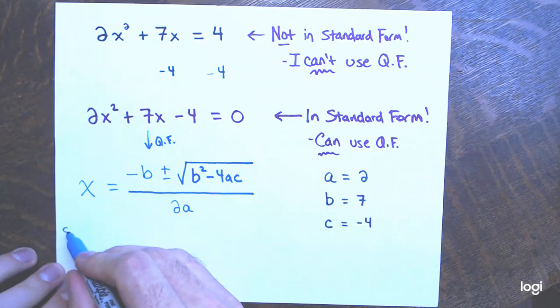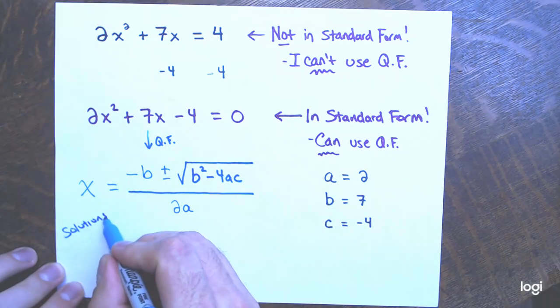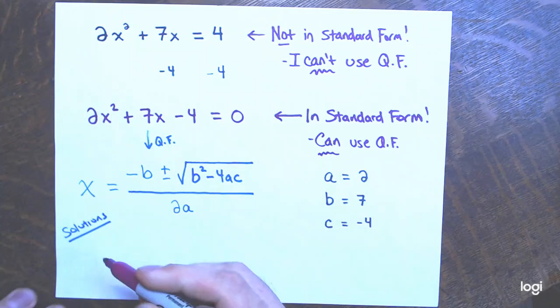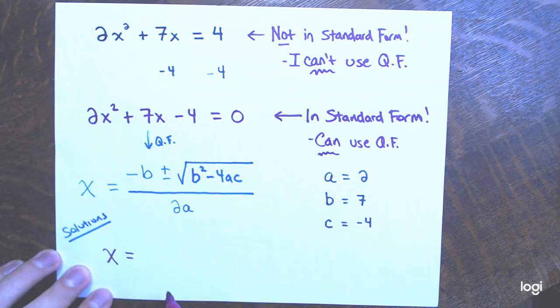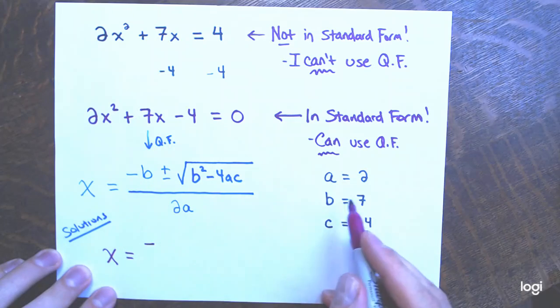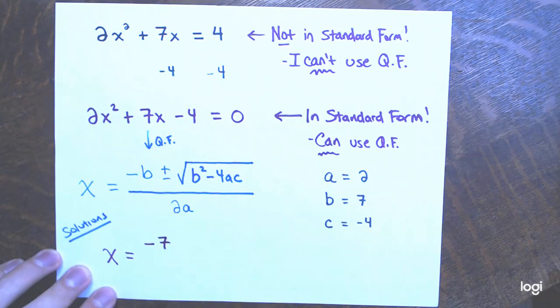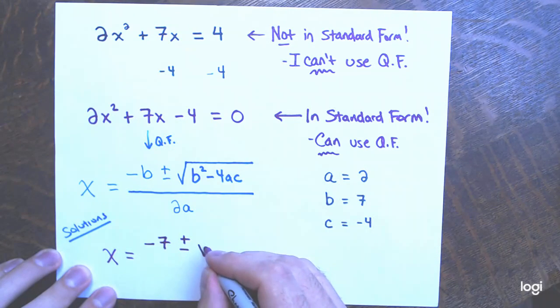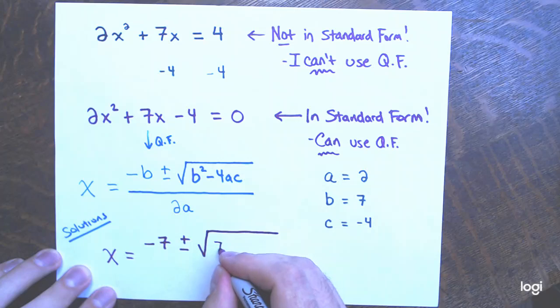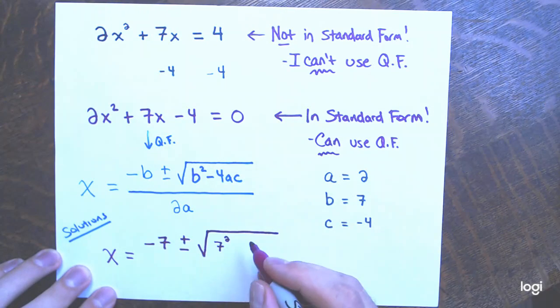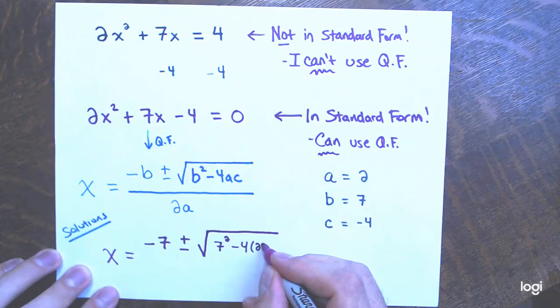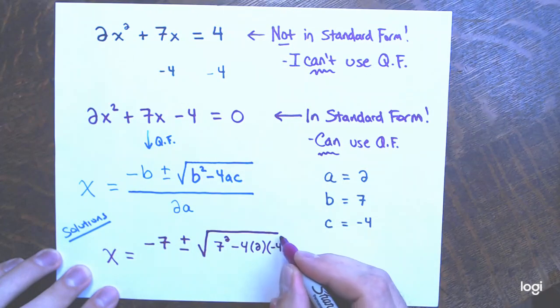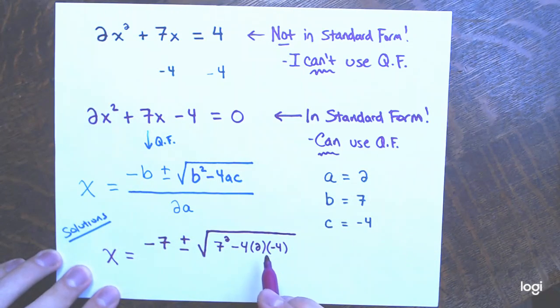So our solutions to this equation look like the following. x can be replaced by the opposite of b. Well, that's just negative 7. The opposite of b, negative 7, plus, one with the plus, one with the minus, the square root of 7 squared minus 4 times 2 times negative 4, all under the square root. That's 4 times a times c. And then all of that divided by 2 times a.